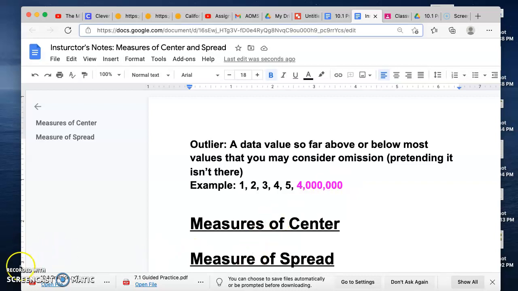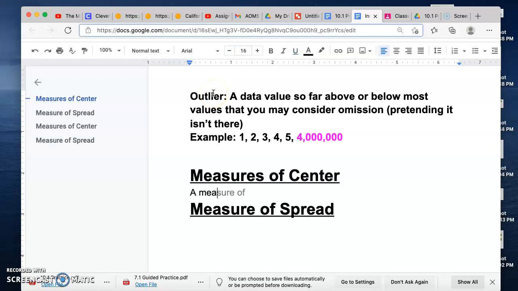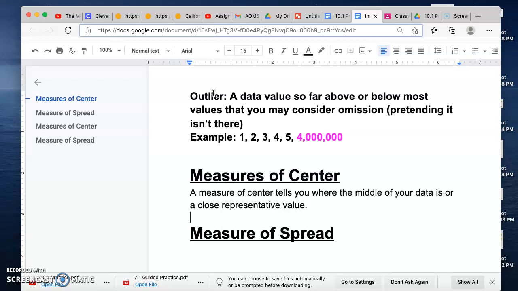Now for measures of center. A measure of center tells you where the middle of your data is, or a close representative value. We've got two main ones. Our two main measures of center are mean and median.